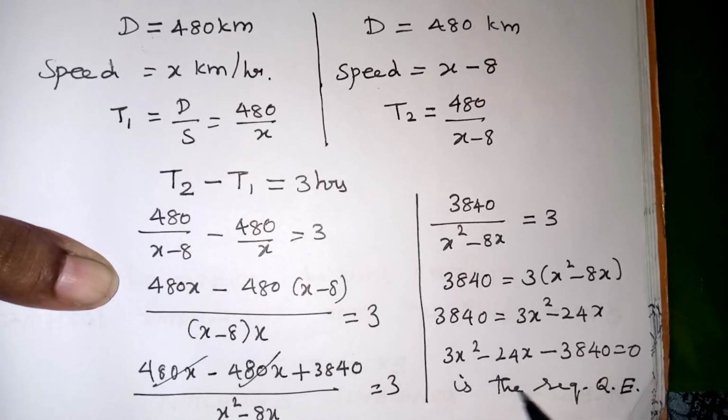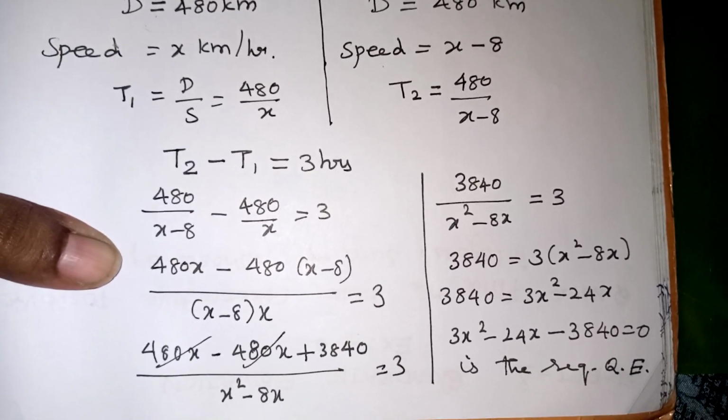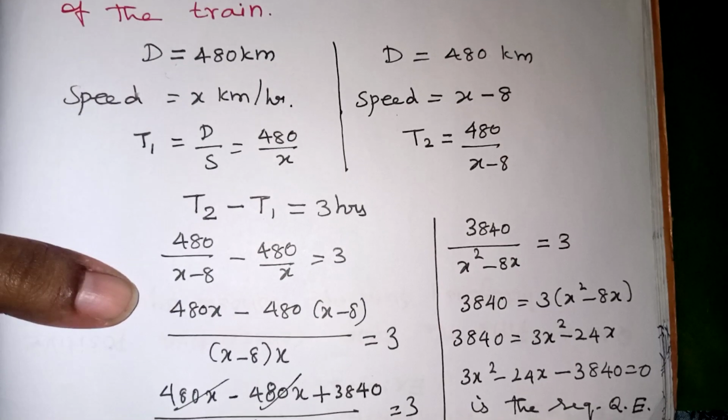Here they asked you to represent only the equation, so we have represented it. If they asked you to find the exact speed of the train, we have to factorize and we can find the answer.